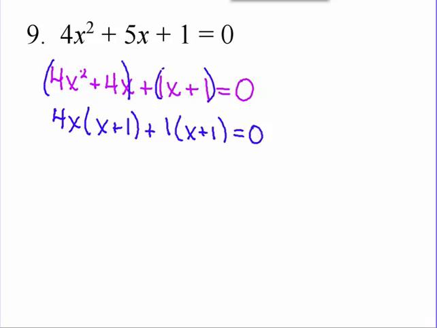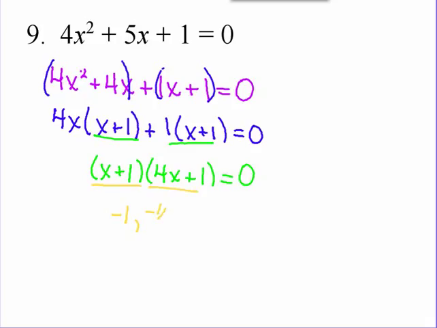So then now what we need to do is go ahead and look. We have our terms matched here, so I get x plus 1. On the outside, I get 4x plus 1. So my 2 solutions, here I get negative 1, here I get negative 1/4.